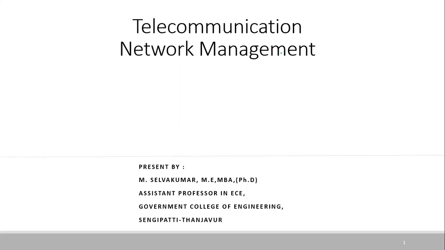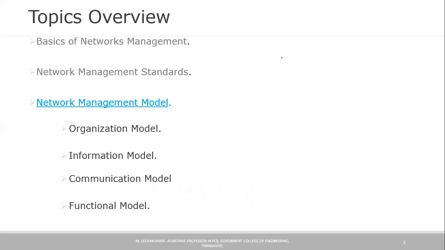So, in this telecommunication network management subject, the previous lectures discussed the basics of network management and the network management standards. Now, I am going to discuss the network management models. As I already stated, the basics of network management and network management standards are completed. The next topic below the standard is the network management model. This network management model comprises four models: the organization model, information model, communication model, and the function model.